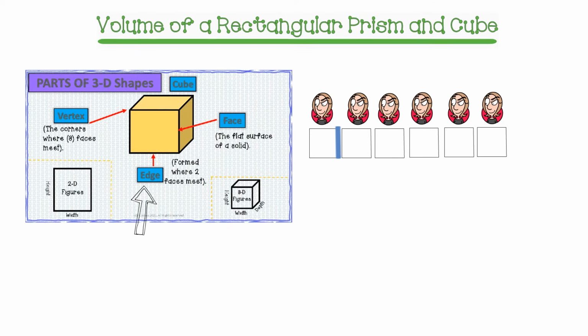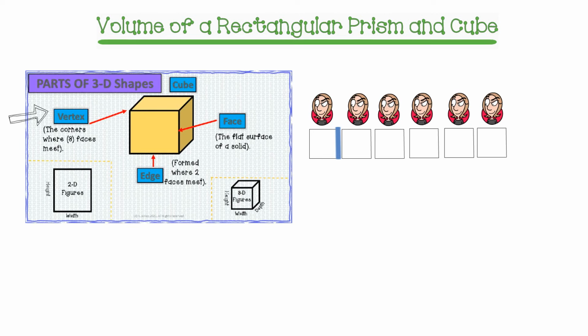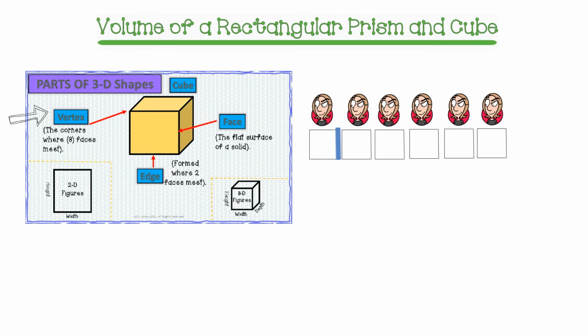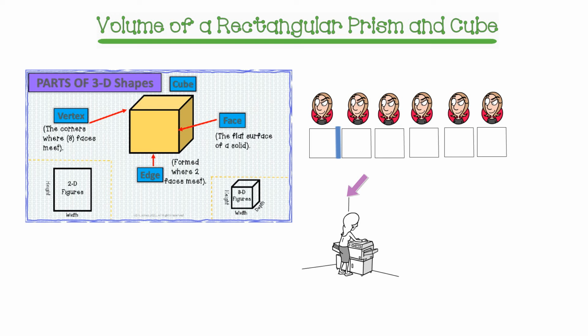Since we put the shape together, the shape would share edges and vertices. The vertex or vertices are the points of the shapes or the corners. In this case, this shape has 8 vertices. Some real-life examples of a cube would be a Rubik's Cube or a box to store your items in.